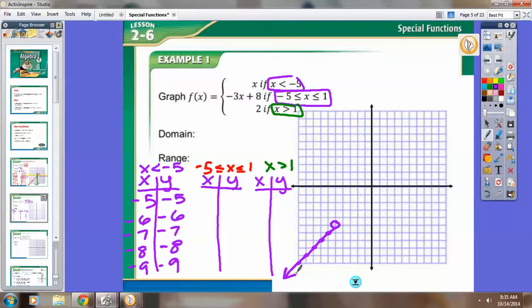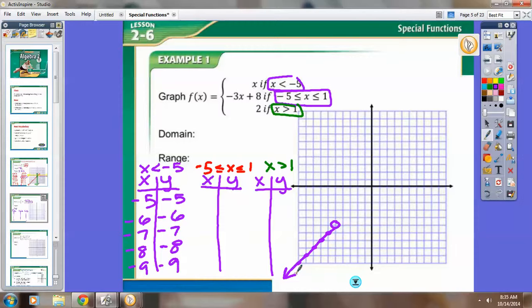Let's talk about our domain right here. Where is our domain values beginning for this purple piece? You take it, you smash it up on your x-axis. What's the first value? -5. So everything is less than -5. See that? Isn't that what our domain is saying here? Everything is less than -5.